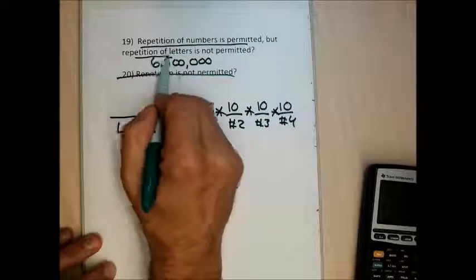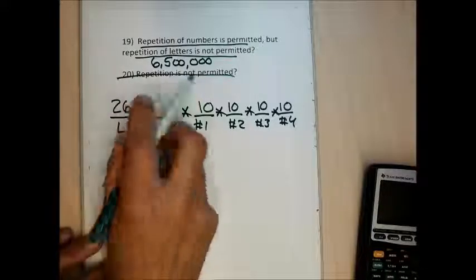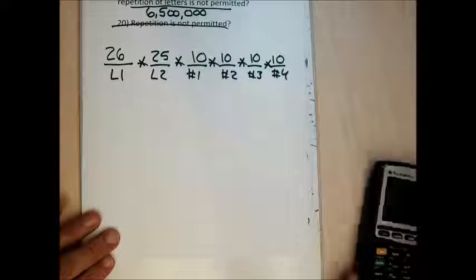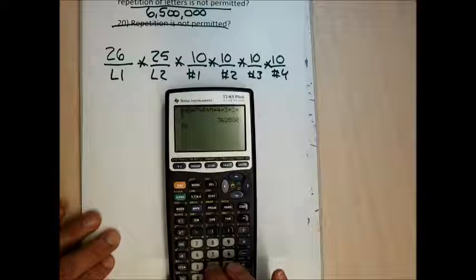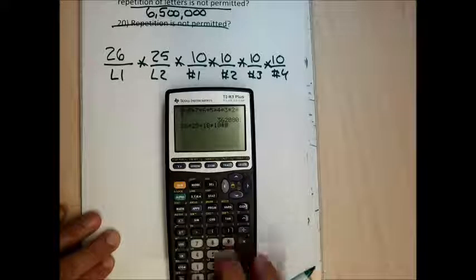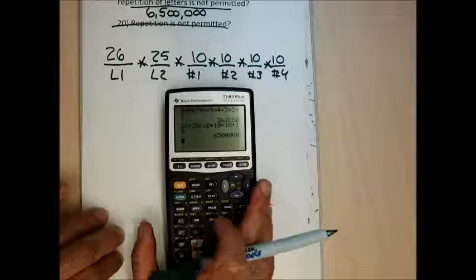But repetition of letters is not permitted. There's 26 letters to choose from for the first letter. I'm not allowed to repeat that letter, so there's only 25 to choose from for the second letter. Let me just multiply these out real quickly to make sure that number feels good, and that seems fine.